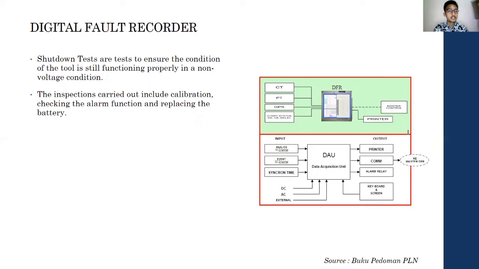And number 3 is shutdown test. Shutdown tests are tests to ensure the condition of the tool is still functioning properly in a non-voltage condition. The inspection carried out includes calibration, checking the alarm function, and replacing the battery.